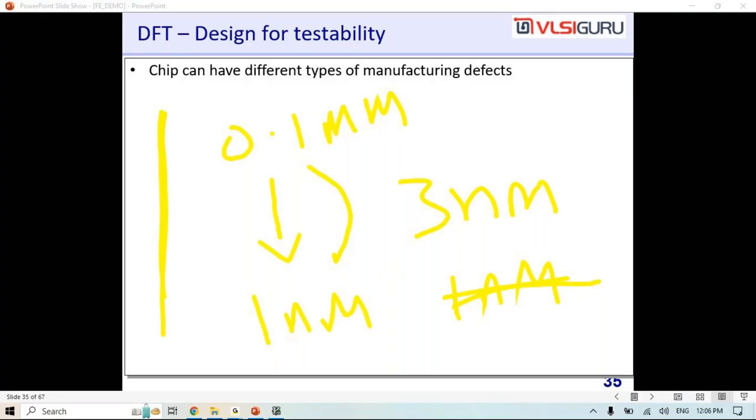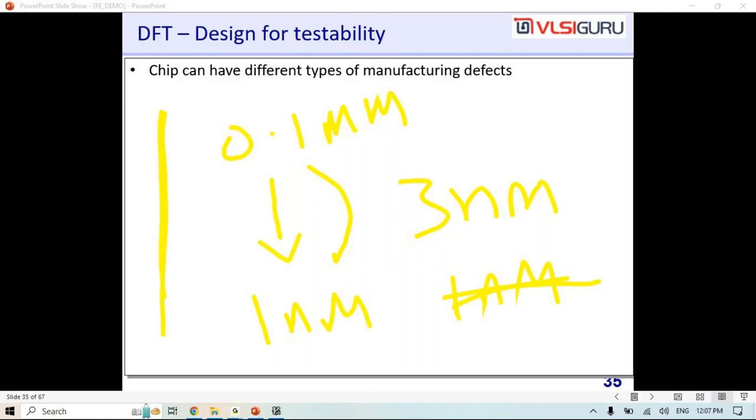What is 1 nanometer at the technology node? What is technology node here? The distance between drain and source. You know, right? There is a channel that forms between drain and source. That gap is called channel length. That is the 3 nanometer we are talking about.